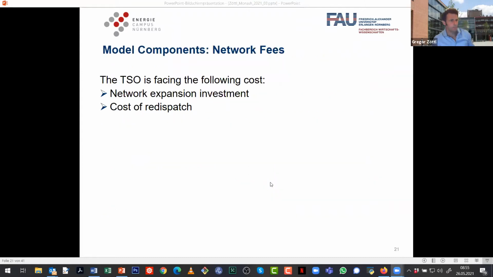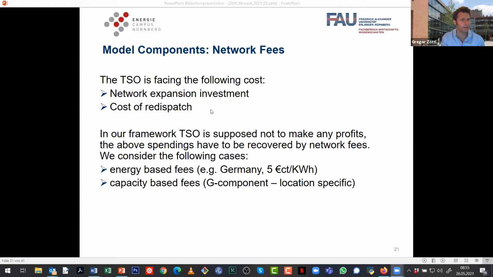So what is the TSO facing in terms of cost? If he decides on network expansion, he is facing network expansion investment, and he is facing the cost of redispatch. And when we talk about the network fees, clearly the TSO is not supposed to make any profits. We assume the TSO is ideally regulated, so we don't focus on regulation games or whether they can escape regulation. The TSO is totally aligned with public interest.